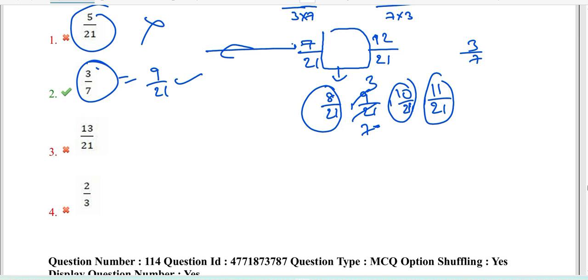13/21 is more than the 12. So after the 12 you will get it, and 2/3 is also not possible because if you multiply by 7, we get 14/21.